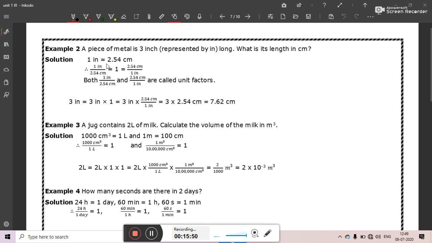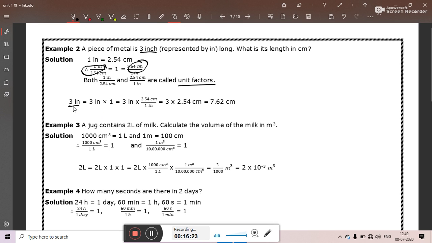We can also take 1 inch in the denominator of RHS. Then in that case LHS will become 1. So 1 is also equal to 2.54 centimeter upon 1 inch. So both these, 1 inch upon 2.54 centimeter and 2.54 centimeter upon 1 inch, are called unit factors. Now here we are having 3 inch in the question, and we have to convert it into centimeter.